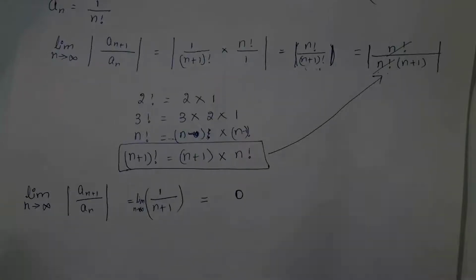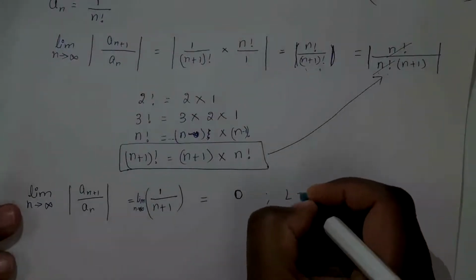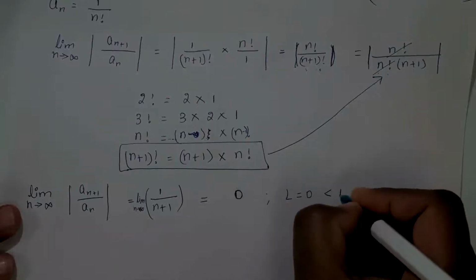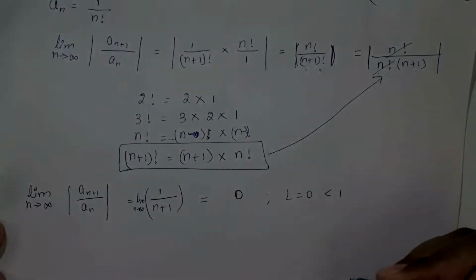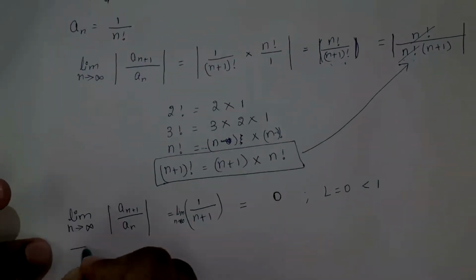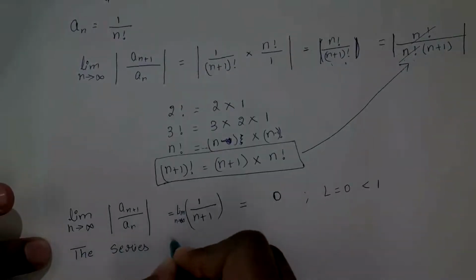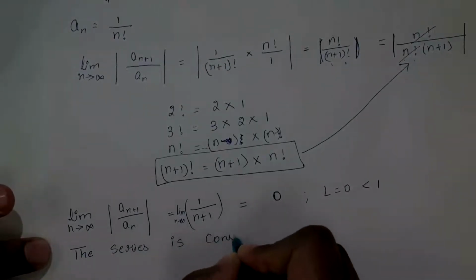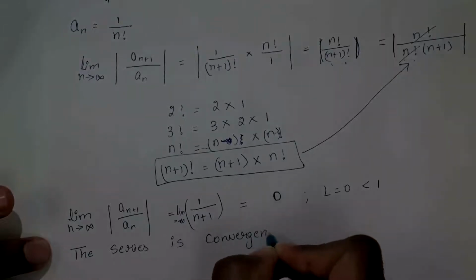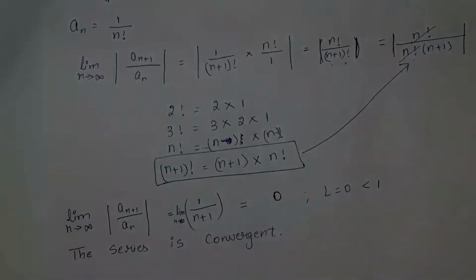Very good. So we got L equal to 0 and it is definitely less than 1. So according to the ratio test definition, the series is convergent. So there is no need for you to apply the root test for this problem.